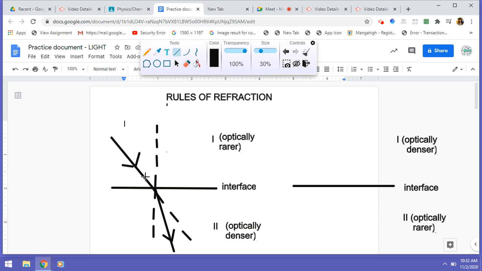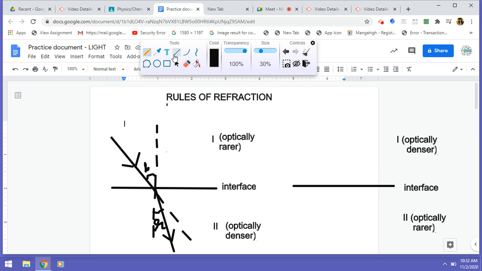And let us see one more thing in this case. This is the angle of incidence, the angle between the incident ray and the normal at the point of incidence. Look at the angle of refraction. In this case, the angle of refraction is less than the angle of incidence. Let us see the second rule.